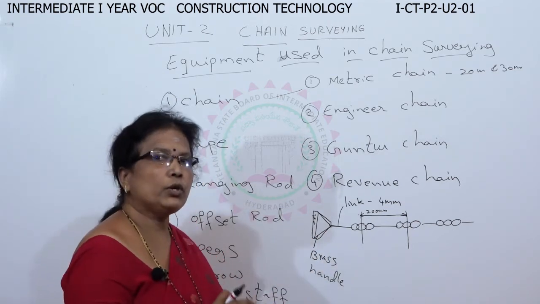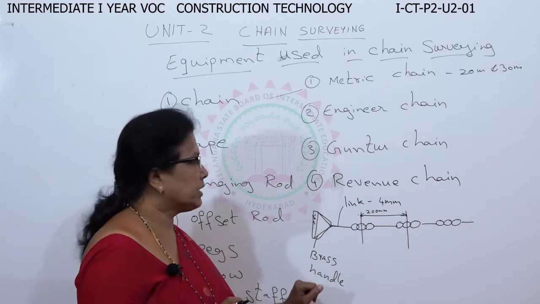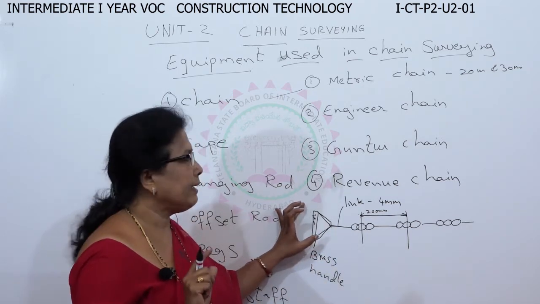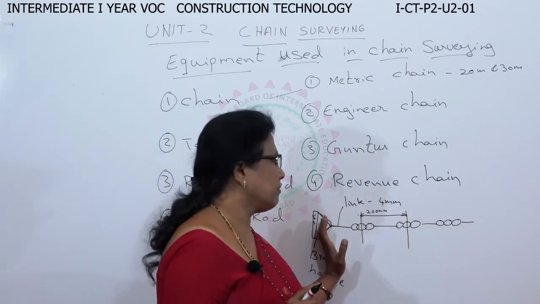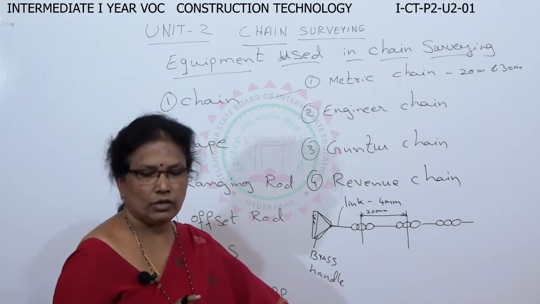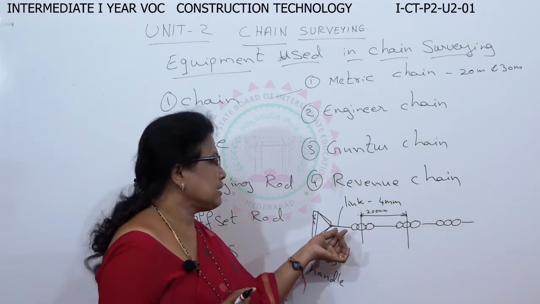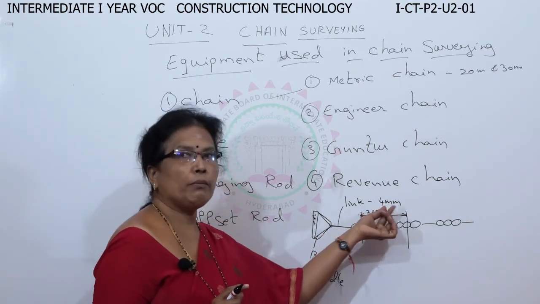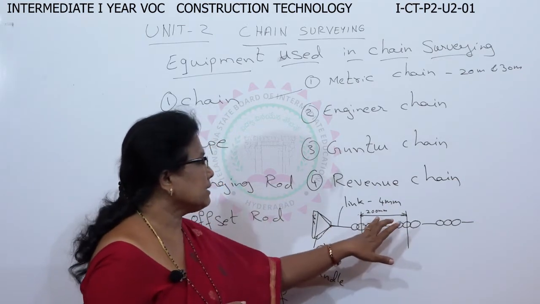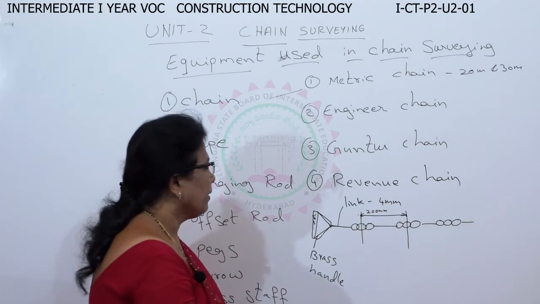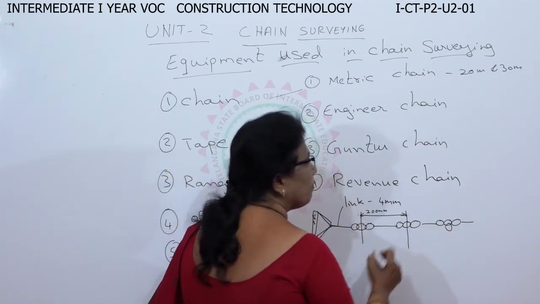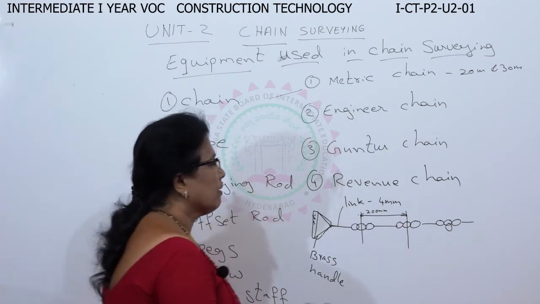It is made up of galvanized iron and is available in 2 lengths, 20 meters and 30 meters. It has 2 brass handles on both the ends. At the beginning and ending of the chain, you have 2 handles. I will show you now. The thickness of this chain is 4 mm dia, and it is made up of links. Each link is how much? 200 mm. So for every 1 meter, you will have a small brass ring.